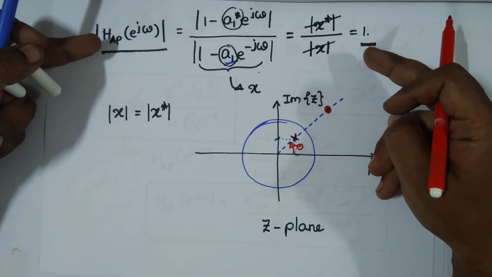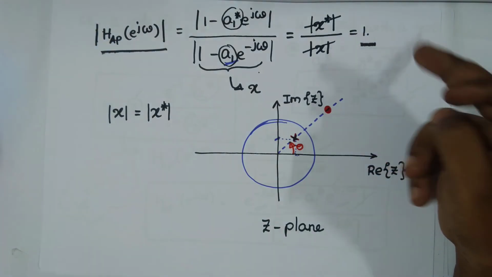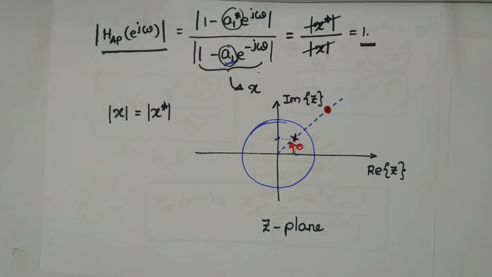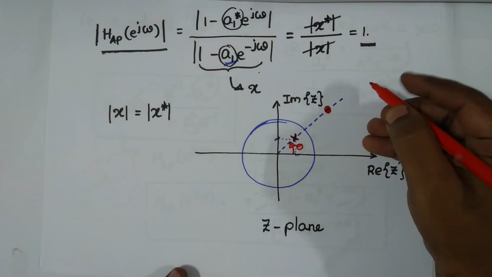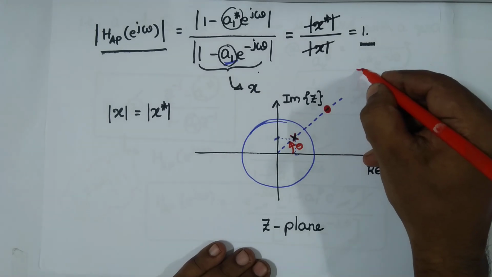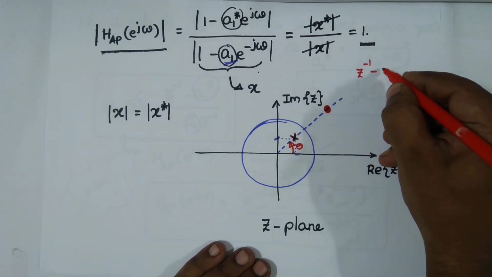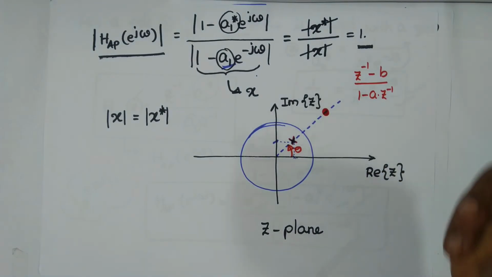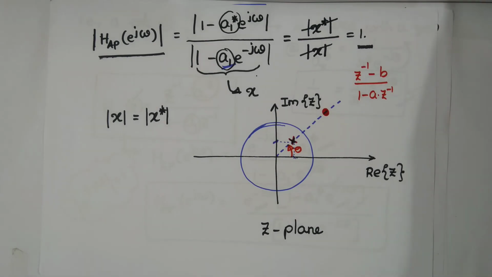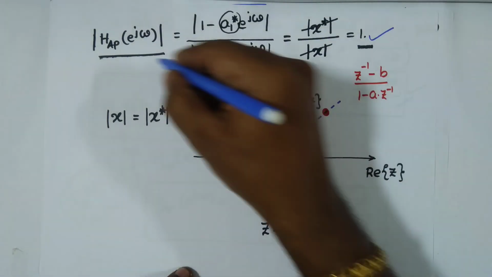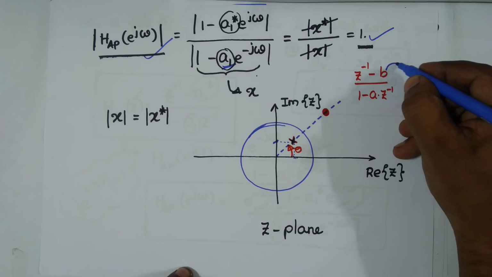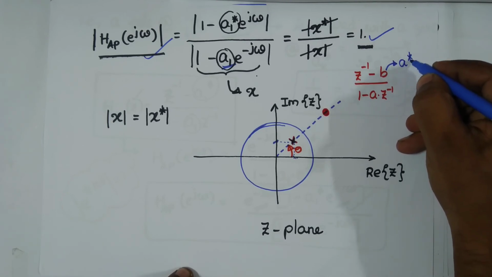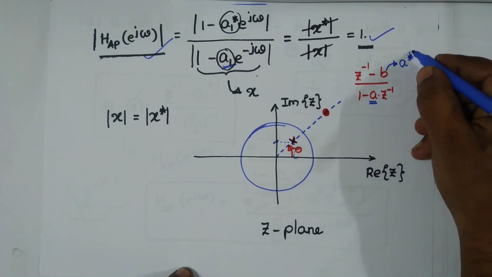Magnitude of this frequency response equal to 1. So at the end of the day, we could happily agree that z power minus 1 minus p divided by 1 minus a z power minus 1. To satisfy this definition, this b must be the conjugate of whatever I have.